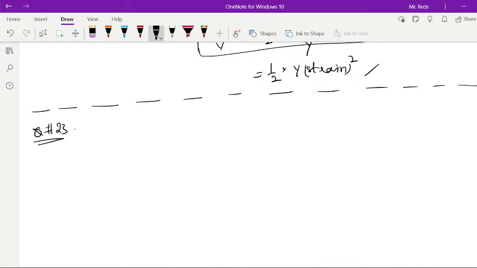Initial time period T1 is equal to T. And if a 10 kg bob replaces the 1 kg bob, earlier we had a 1 kg bob, then the change in time period is what? Right, let us try to understand this one.